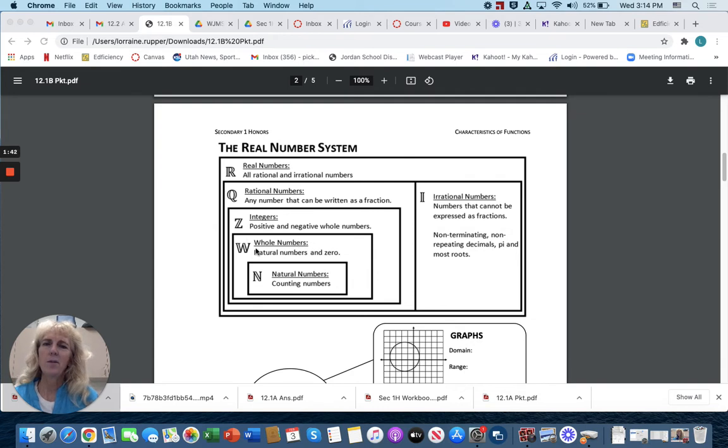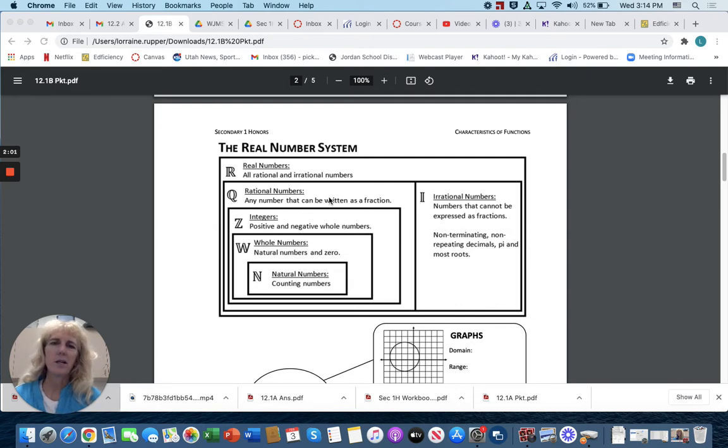Then we go to the whole numbers, which include the counting numbers, and you just add 0. Then the integers are the positive and negative whole numbers. So they'd be like dot, dot, dot, -3, -2, -1, 0, 1, 2, 3, dot, dot, dot. So those are the integers.